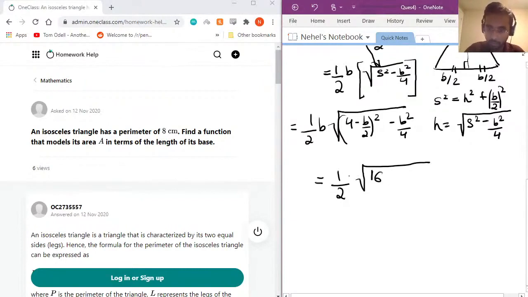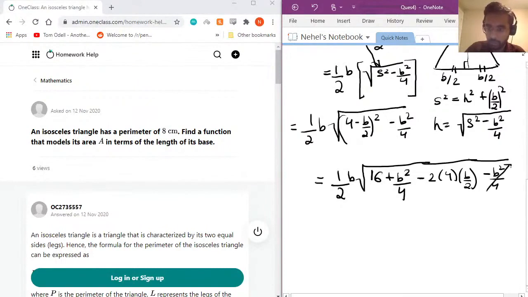16. I forgot a b here. 16 plus b square over 4 minus 2ab. So the 2's cancel out. So, let me just write it down so we can visualize it. So 2 times 4 times b over 2, and then minus b square over 4.